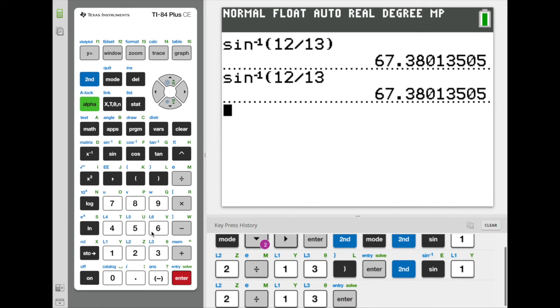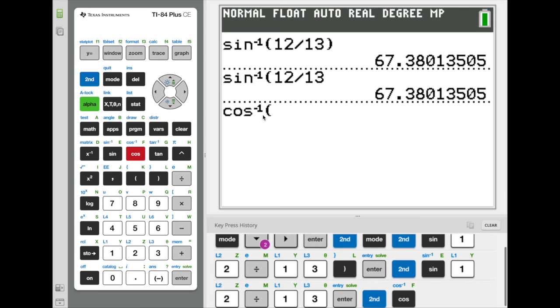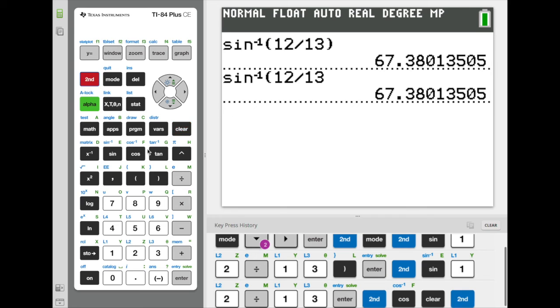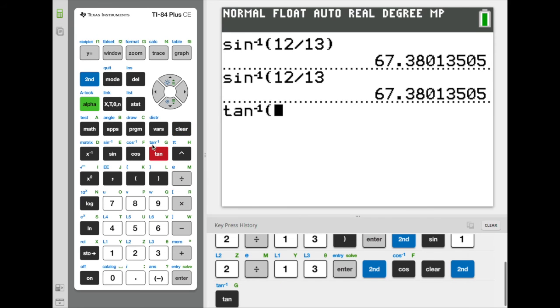Now again, we can do this with any of our other inverse trig functions. I can hit second and cosine to bring up inverse cosine if a problem needs that, or I can hit second and tan to bring up inverse tan if a particular problem needs that. We're going to head back to our main problem, and let's do it.